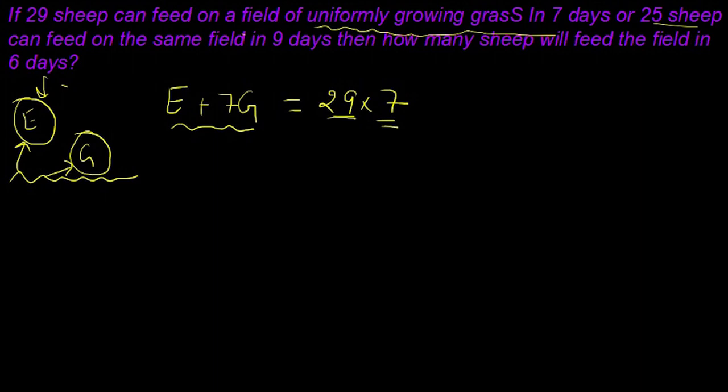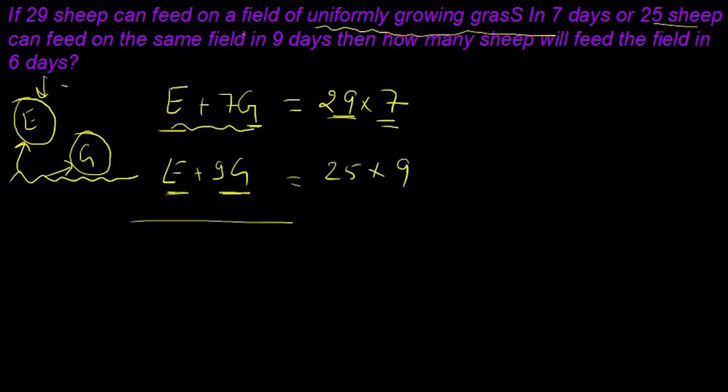There are two variables, so logically you require two more variables or equations to complete this particular question. In the next part, 25 sheep can feed on the same field in 9 days. So for the next 9 days, the equation is: E, the stock, is fixed, plus 9 into G, the grass grown in these 9 days, equals 25 into 9.